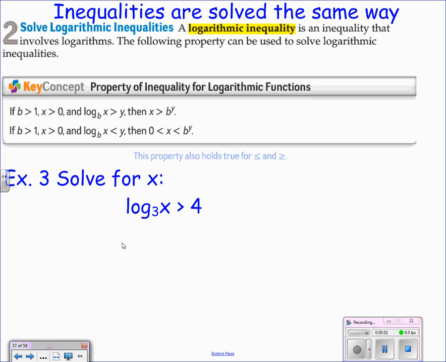Now let's solve an inequality. Very similar way. I have log base 3 of x is greater than 4. I would first change this to exponential form. So again, this is the base, this is the power, and this is the exponent. This is the answer. So 3 to the power of 4 is greater than x. So 3 to the power of 4 is going to give me 81 is greater than x. Or you could say x is less than 81.